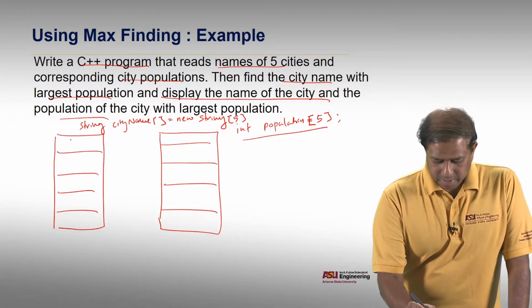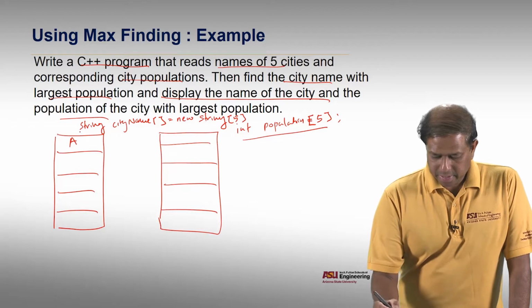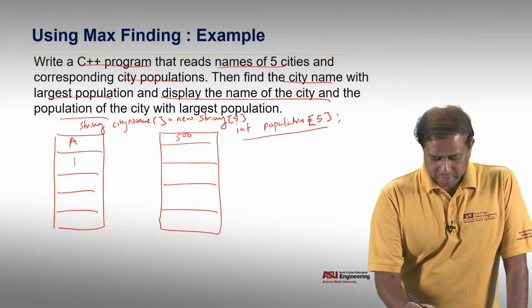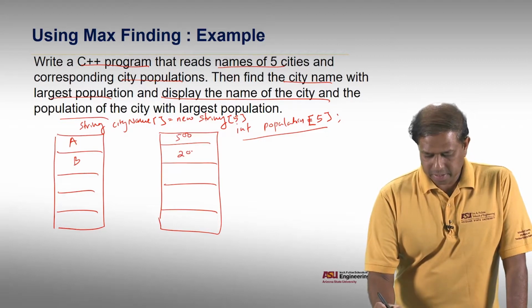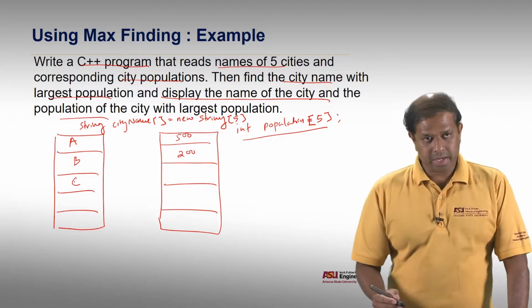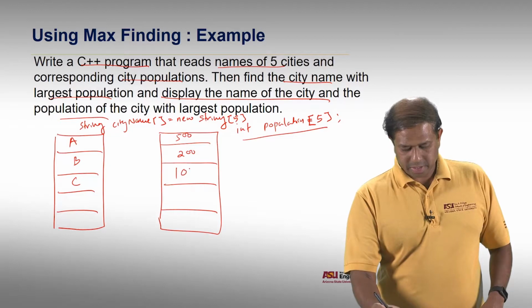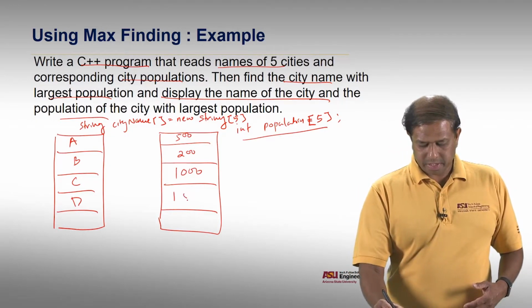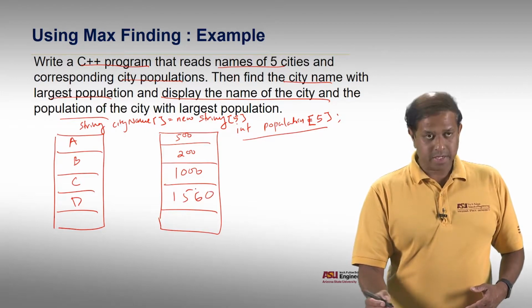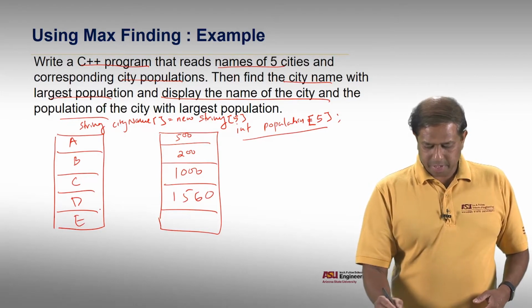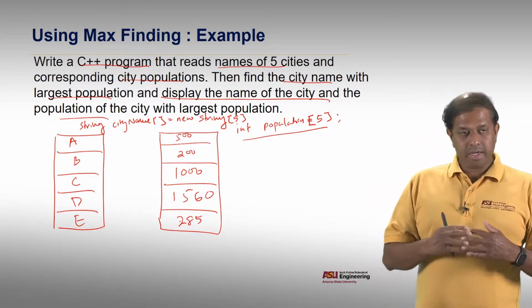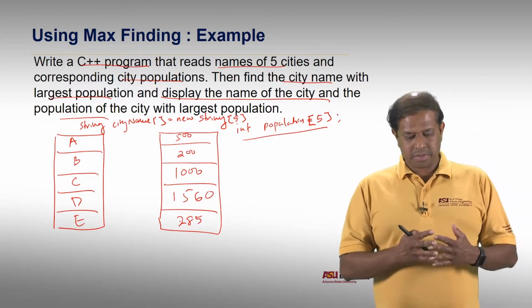So now suppose we read data for these two arrays. The first one is city A, and let's say the population is going to be 500. The second one is city B, population is 200, and city C has a population, let's say, 1000. City D has a population 1560. City E has a population 285. All right, now we need to find out the name of the city that has the largest population.